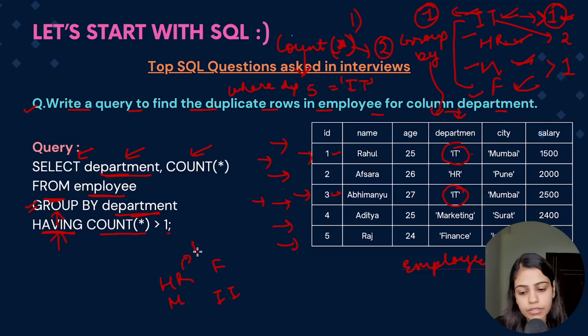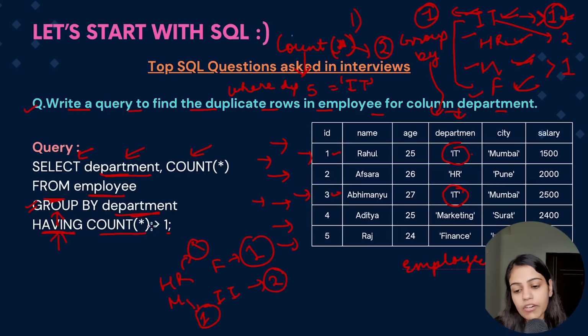Consider for HR it's 1, for marketing it's 1, for finance it's 1, and for IT it's 2. The count star is 1, 1, 1 and 2 for them, and now I need to find that wherever count star is greater than 1, there is a duplicacy. So we can say that IT department has a duplicacy.